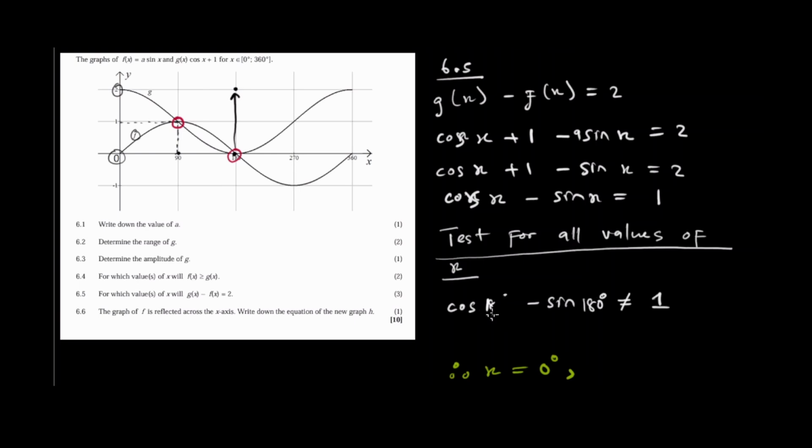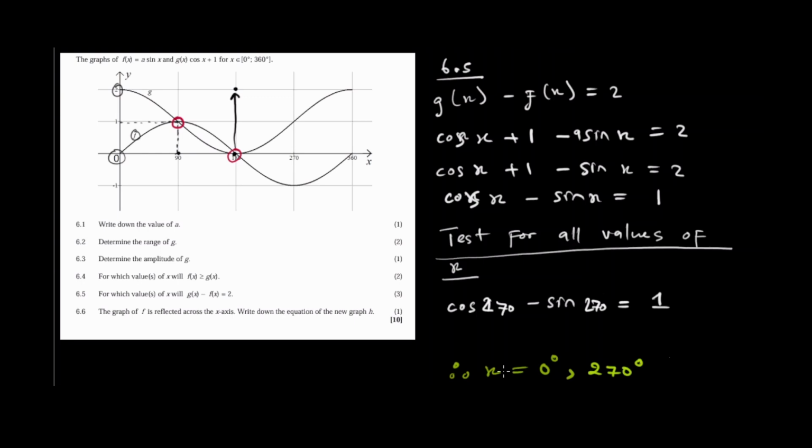Let us now look at 270. What is it going to be? Cos of 270 minus sin of 270. We get 1. So that's an answer. So when it is 270 degrees, it's actually going to be equal to 1. Which means in our answer, we are also going to have 270 degrees.